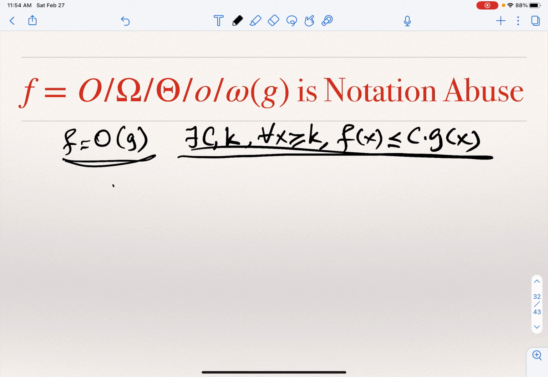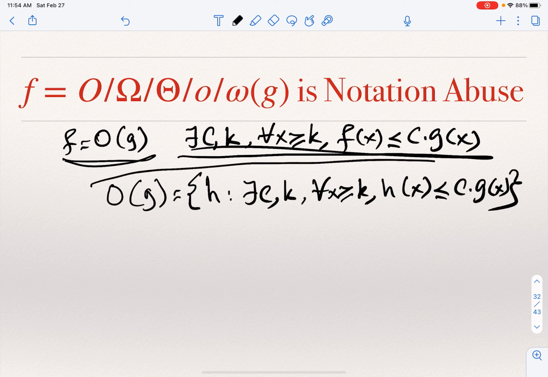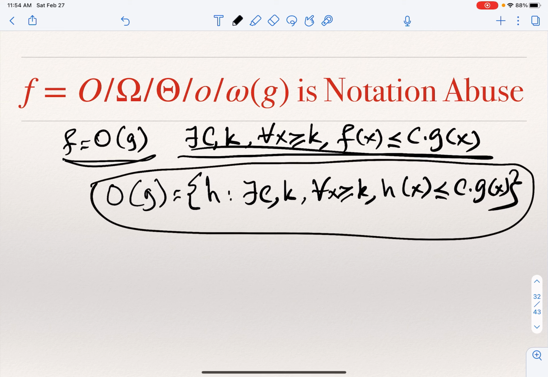The right thing to think about it is that O of g is really a set of functions. It's the set of all functions h of x. So let me drop the x from here. It's the set of all functions h such that there exists c and k, such that for every x greater than or equal to k, h of x is smaller than or equal to c times g of x. Okay? So this O of g is really a set of functions.